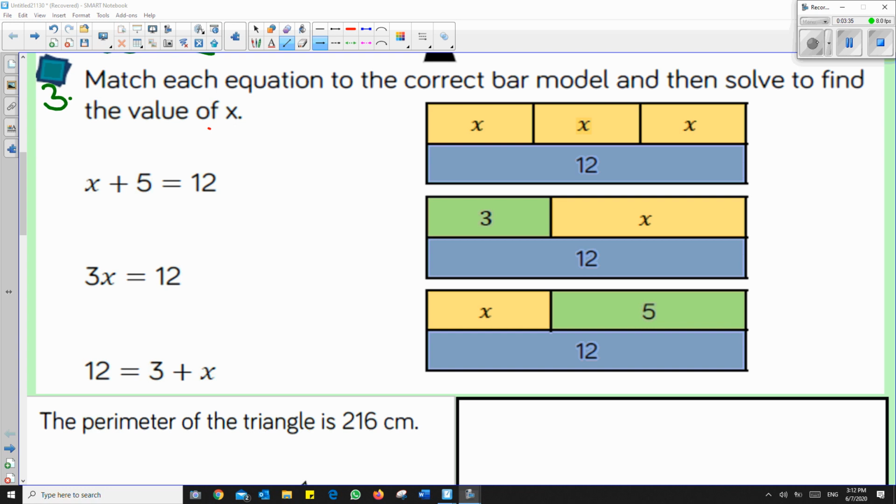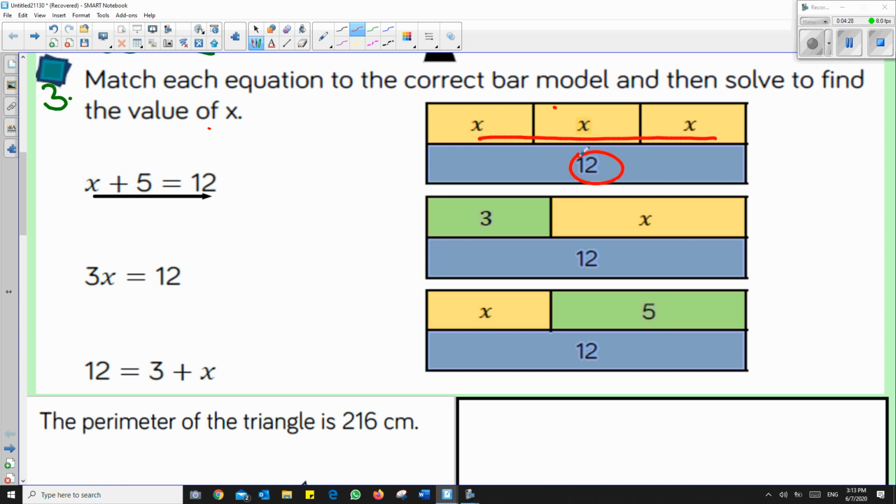Number 3, match each equation to the correct bar model and then solve to find the value of x. So in your books, you are going to write this equation, then draw the bar model that represents this equation. So x plus 5 is equal to 12. So these bars represent 2 wholes. One has been divided into 3 equal sections, which is equivalent to 12. So 1, 2, 3. 3x is equal to 12.